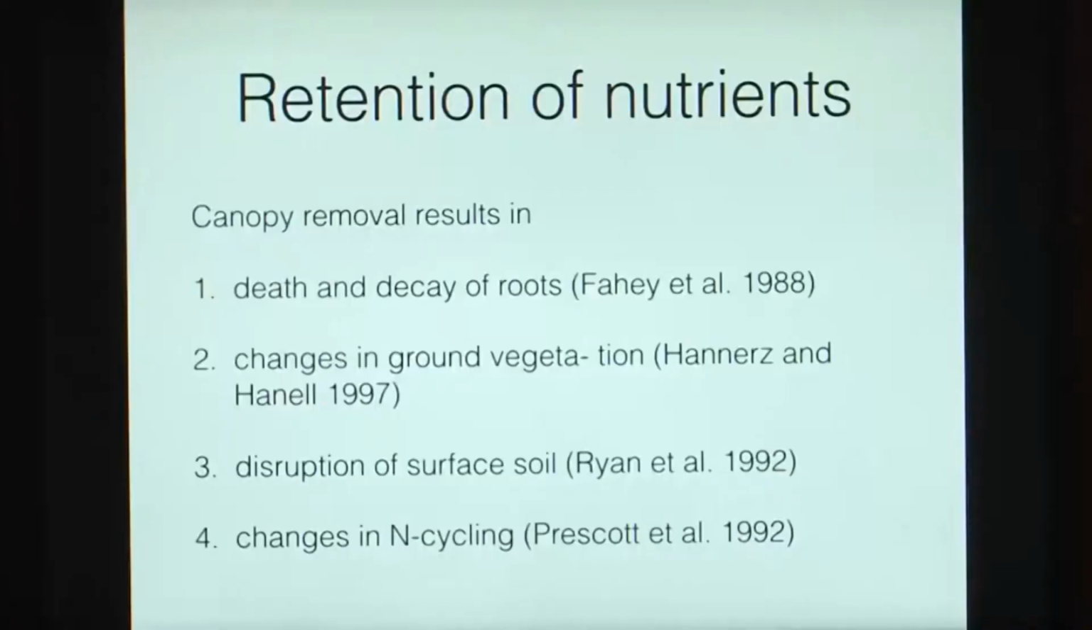Now, if you remove the canopy from a site, it would result in the death and decay of roots. So, how do you remove a canopy? You could just fell a forest. So, the removal of its top layer would result in the death and decay of the roots as well, because now the roots are not getting any nutrients. It would result in changes in ground vegetation.